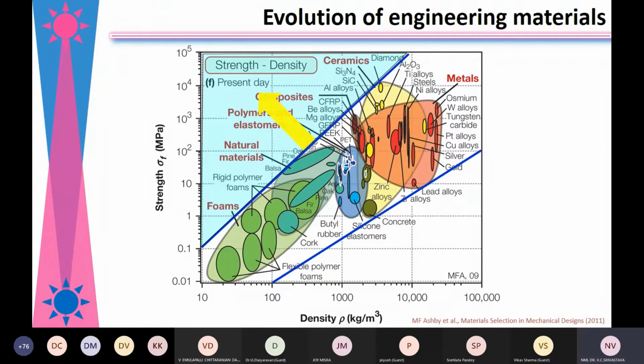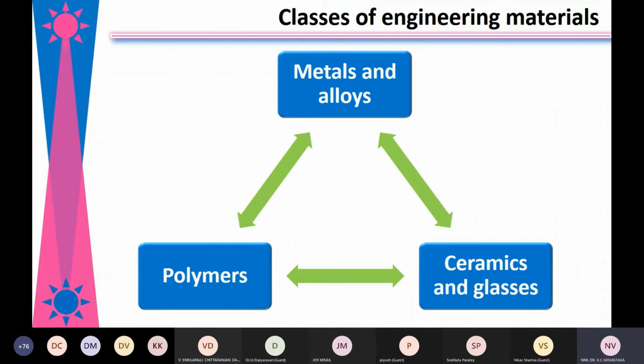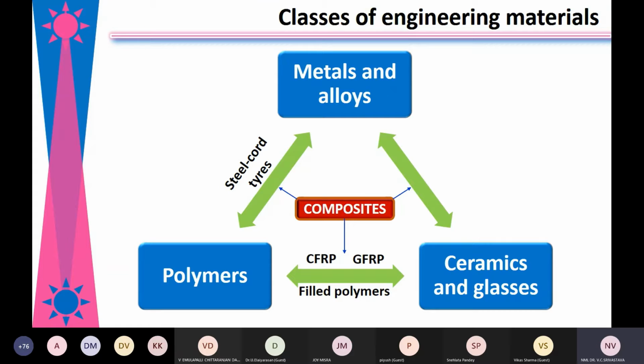So we can see that materials can be classified in different ways. One is metals and alloys, then polymers, then ceramics and glasses, and the fourth one is composites. So we can use metals and alloys and polymers, like steel cord in tires, we know. In tires, steel cord is used with polymers, rubbers basically. Then we use polymers and glasses and ceramics, like carbon fiber reinforced plastics, glass fiber reinforced plastics. Or we can use metals and ceramics, like cermets. All these things are possible.